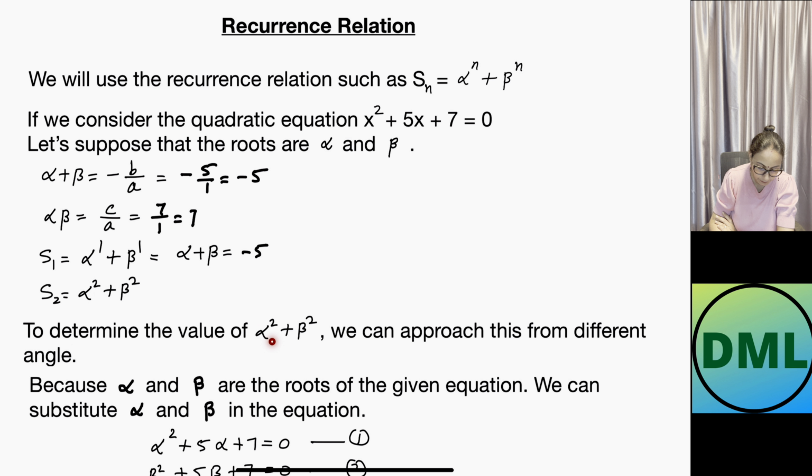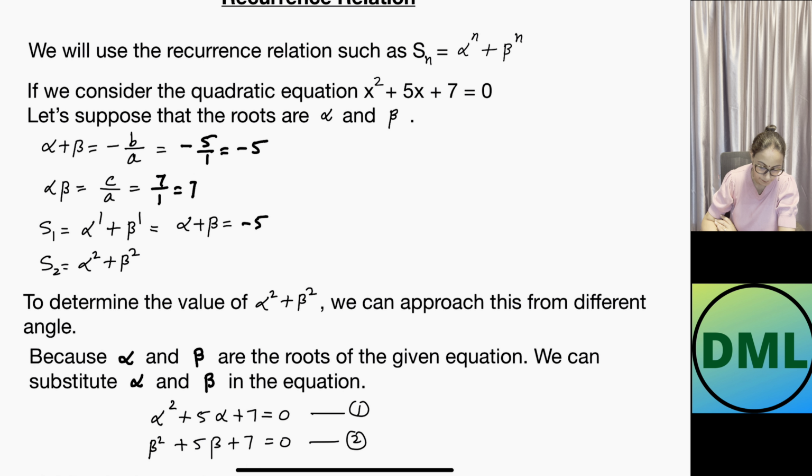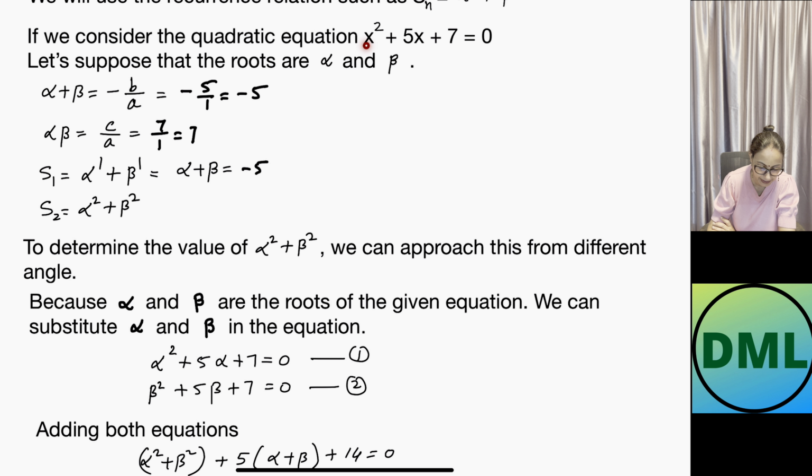To determine the value of alpha square plus beta square, we can approach this from a different angle. Let alpha and beta be the roots of the given equation. We can substitute alpha and beta in the equation, because if we find the roots of that equation, we can substitute them back and they should satisfy the equation. Let's substitute alpha here. We will get alpha square plus 5 alpha plus 7 is equal to 0. If we substitute beta here, we will get beta square plus 5 beta plus 7 is equal to 0. This is my first equation and this is my second equation.